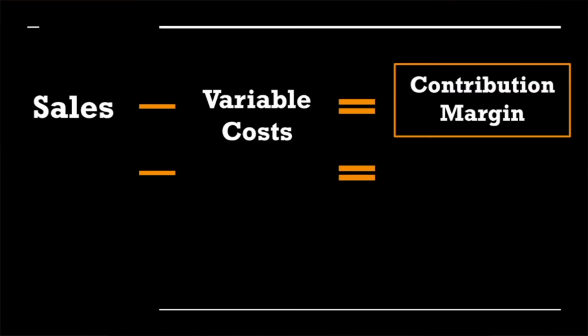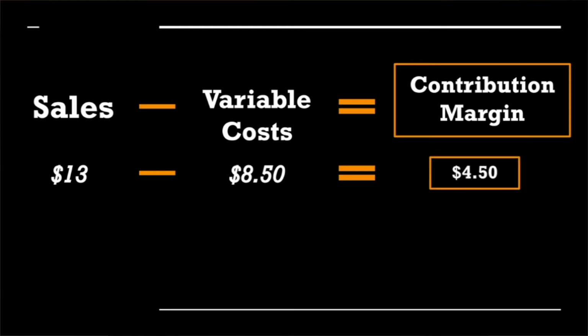Now remember our contribution margin formula. Now we plug in our variable cost per plate of $8.50. And let's say that on average, each plate sells for $13. So we take $13, subtract $8.50, and we get a contribution margin per plate of $4.50.